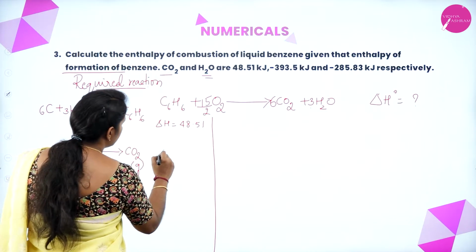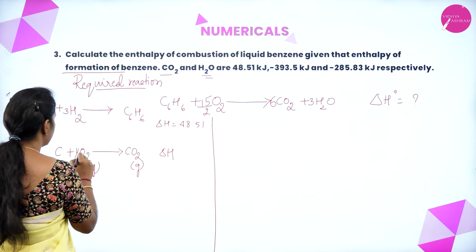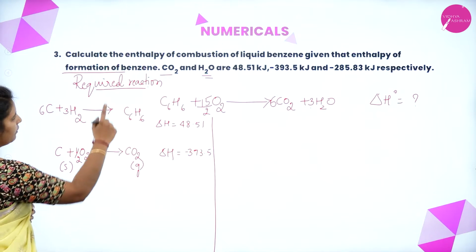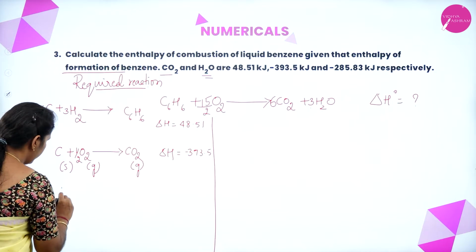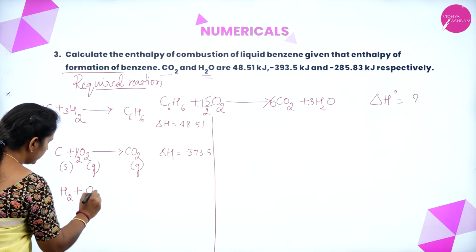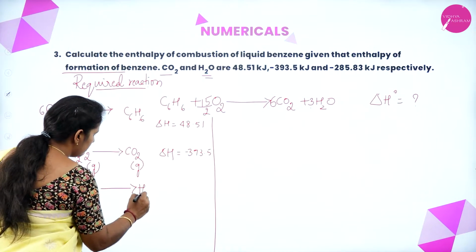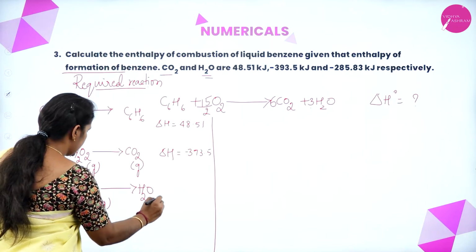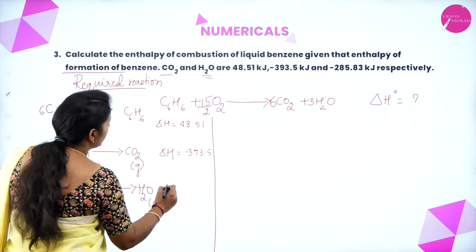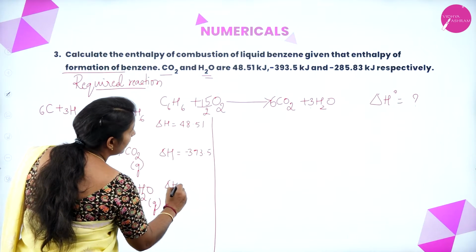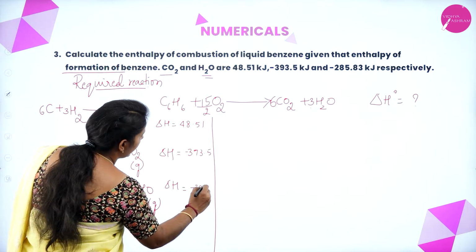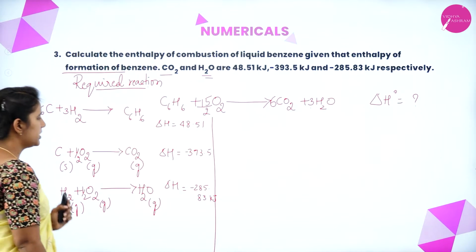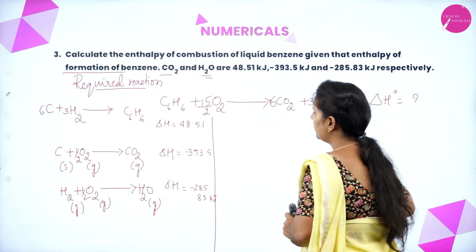And you can see that the change in enthalpy of this reaction is minus 393.5 kilojoules. We have one more compound, that is the water molecule, where hydrogen reacting with oxygen gives rise to the water molecule. Again, this is a gaseous state. Okay. What is required now? What is the change in enthalpy value they have given? Minus 285.83 kilojoules.